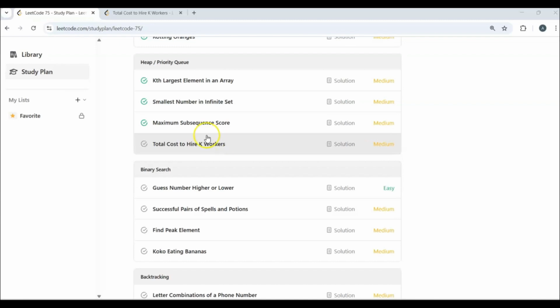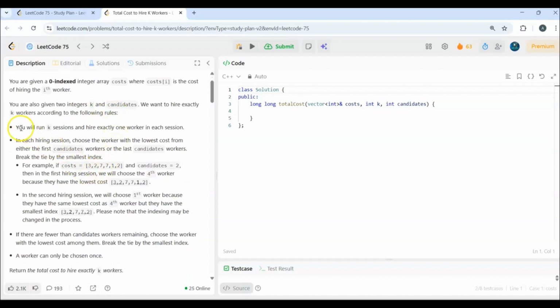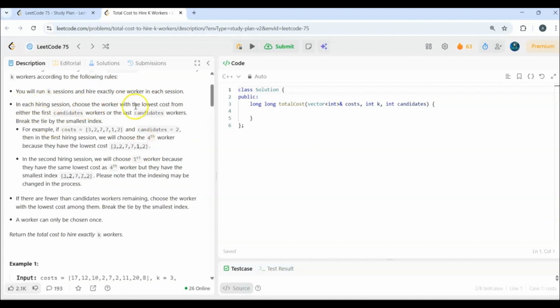So let's get started with our problem statement. You are given a zero-indexed integer array costs, where costs[i] is the cost of hiring the ith worker. You're also given two integers, k and candidates. We want to hire exactly k workers according to the following rules. You will run k sessions and hire exactly one worker in each session. In each hiring session, we'll choose the worker with the lowest cost from either the first candidates workers or the last candidates workers. Break the tie by the smallest index.